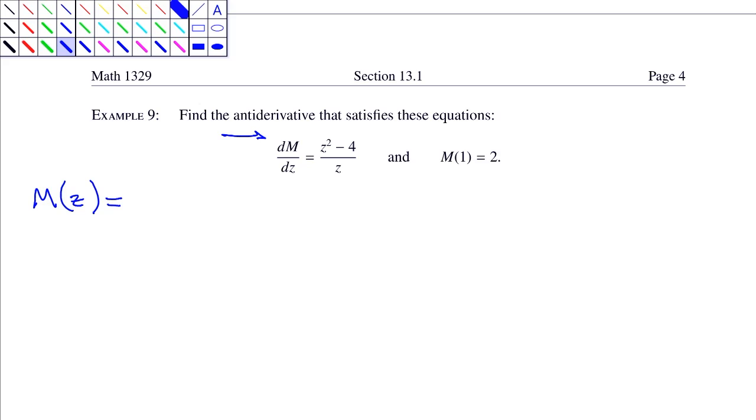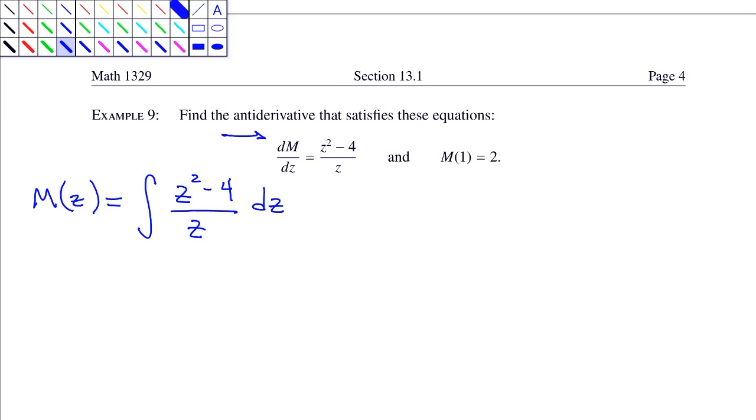Now, in order to find the m function, this is the derivative. So the m function would be the antiderivative of what we're given. So we need to integrate z squared minus 4 over z. So does everyone understand the relationship here? This is the derivative of m. So to find m itself, we need to take the antiderivative, take the integral.